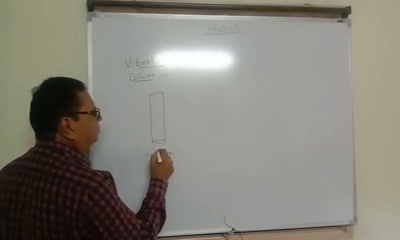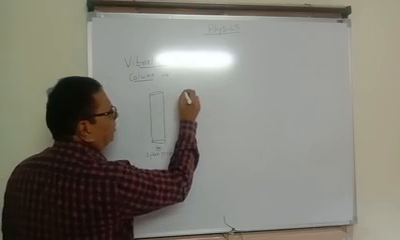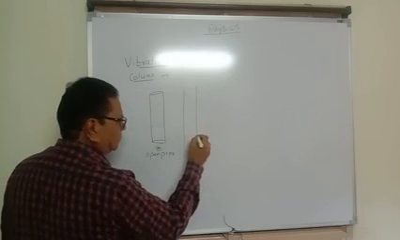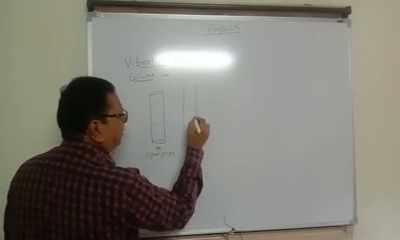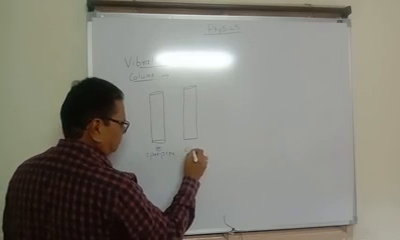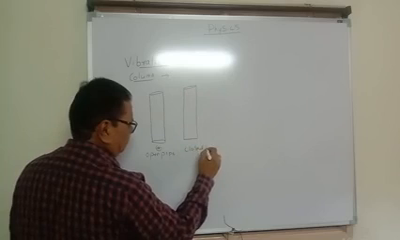Another type of pipe: a pipe closed at one end is called closed pipe.